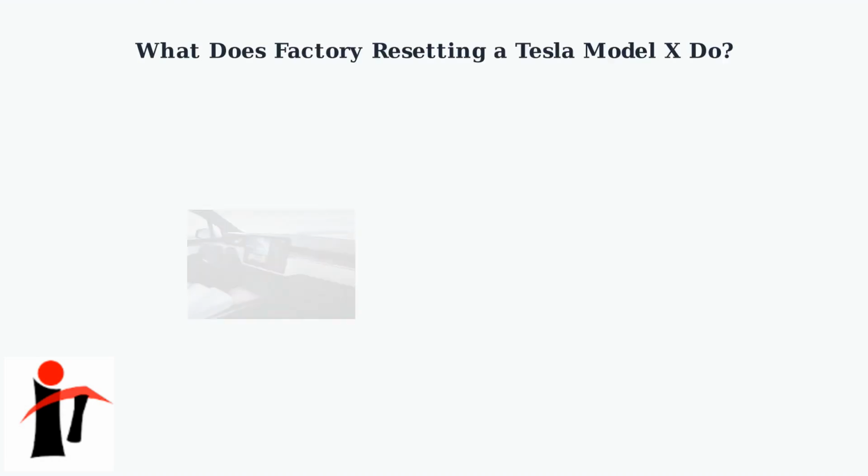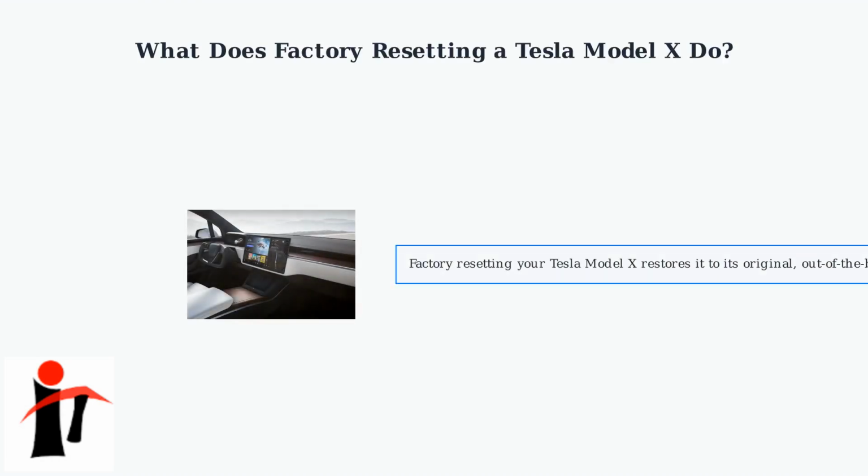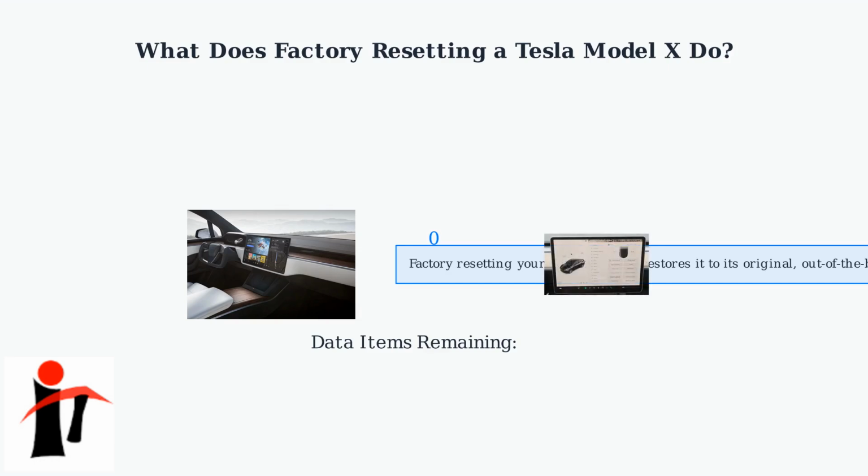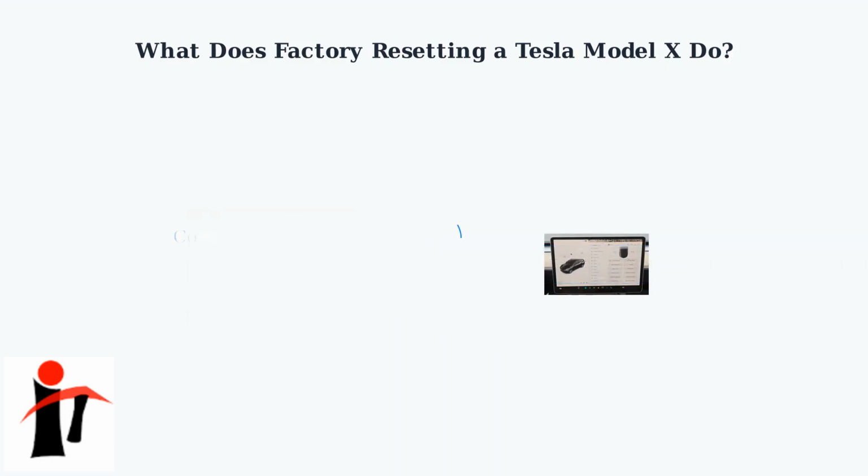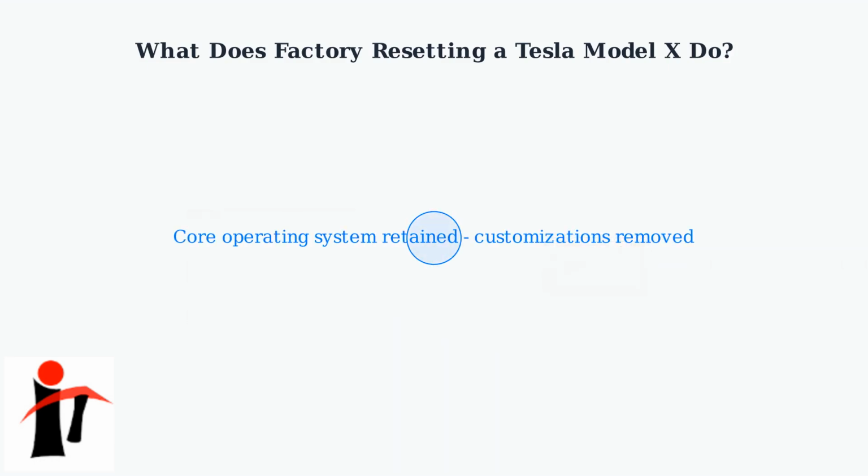Factory resetting your Tesla Model X restores it to its original out-of-the-box state. This process erases all personal data, including your Tesla account login, saved preferences, navigation history, paired phones, and any installed third-party apps like Spotify. It's essential for resale, troubleshooting software issues, or addressing privacy concerns. The core operating system is retained, but all customizations are removed.